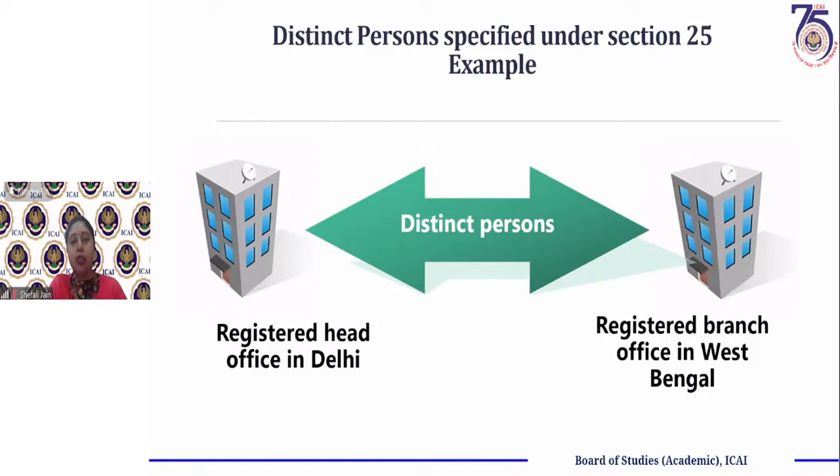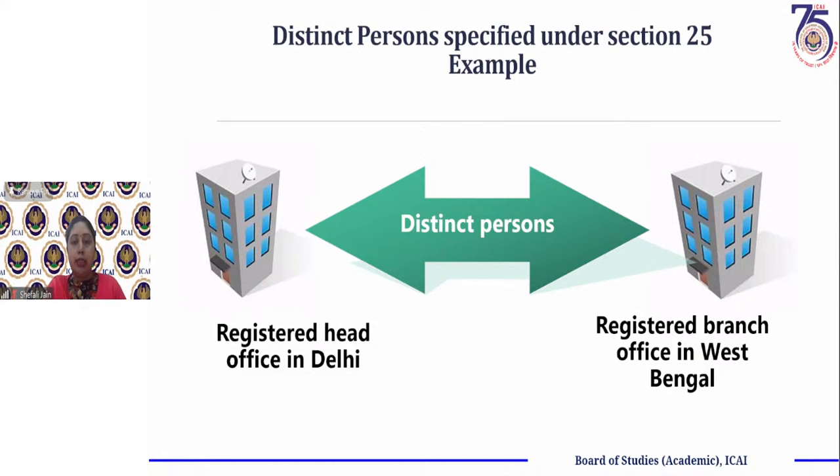So two different registrations means distinct persons. This registration can be within the same state. This registration can be in different states. Hope that is clear to you. Second is establishment. So this is an example which we have for distinct persons. I have a registered office in Delhi and another registered branch office in West Bengal. So these are two different states. Both the offices are registered. So they will be considered as distinct persons.